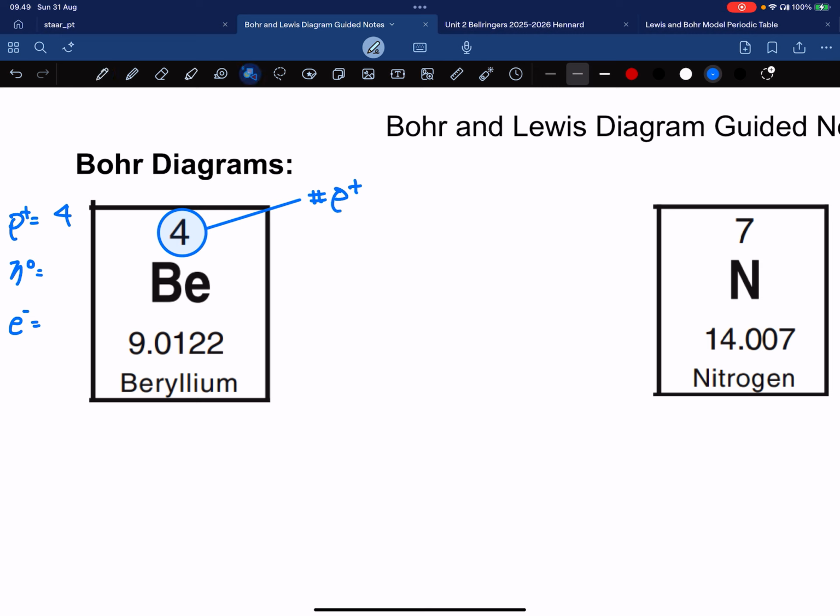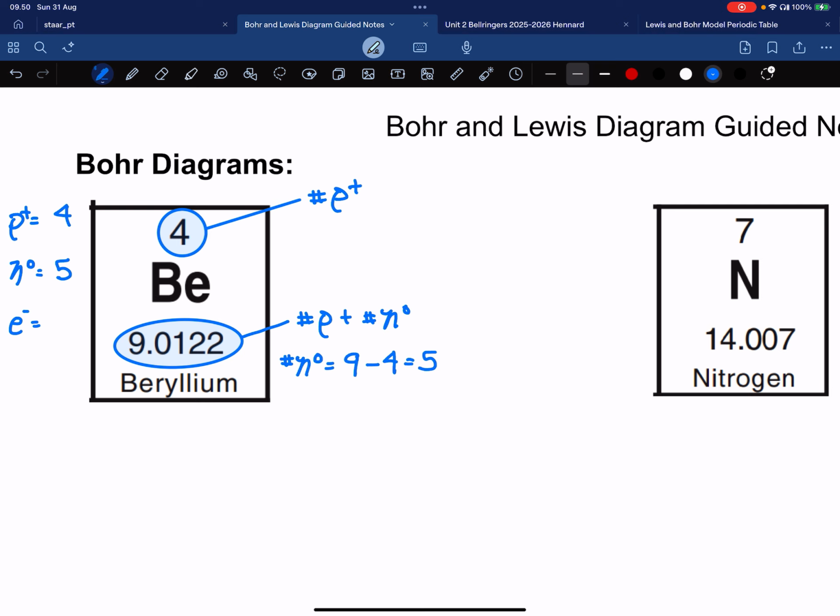The next thing you need to understand is that this is the atomic mass, and this, by definition, is the number of protons plus the number of neutrons. Now, this is the average atomic mass. That's why you have the decimal place, but you can just round it to the nearest whole number, in this case 9. So our number of neutrons is the mass minus the protons, or 9 minus 4 is equal to 5. So we have 5 neutrons.